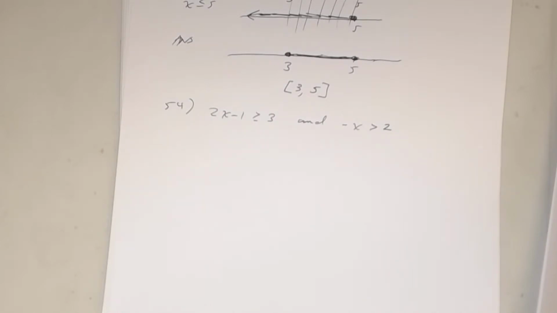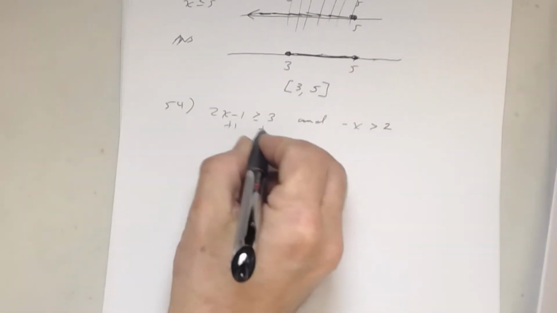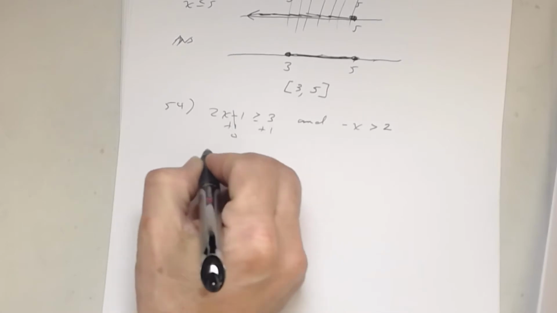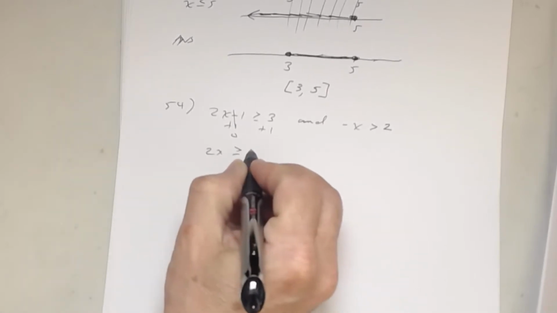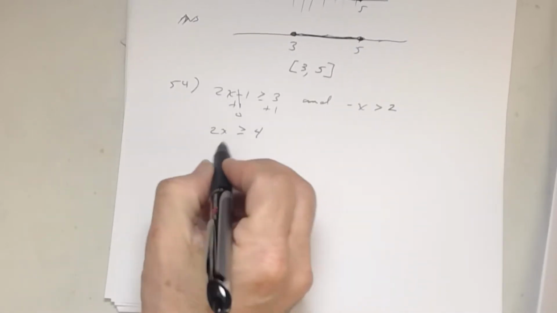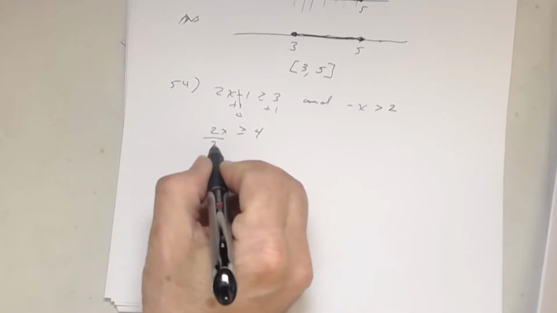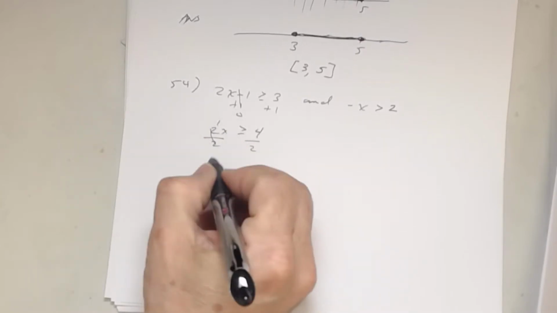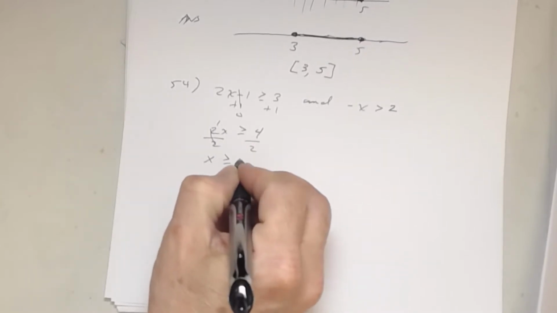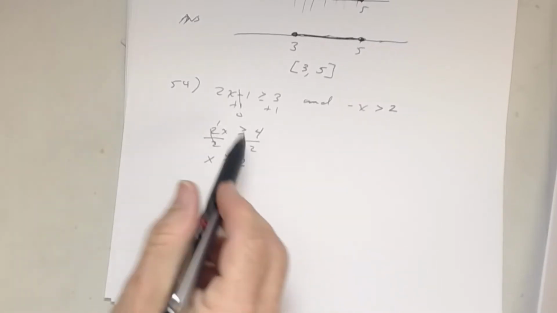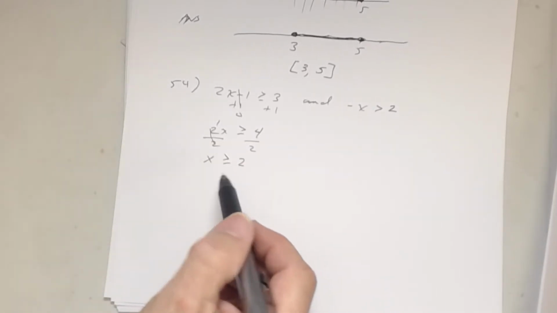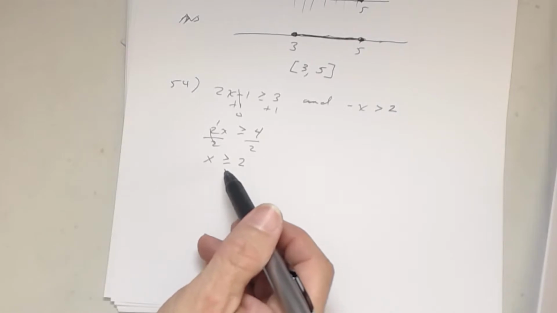All right. So how do you solve the first one? Add 1 to both sides. So I get 2x is greater than or equal to 4. Then I do what? Divide both sides by 2. So x would be greater than or equal to 2. So your solution to that first inequality is any number that's bigger than or equal to 2.